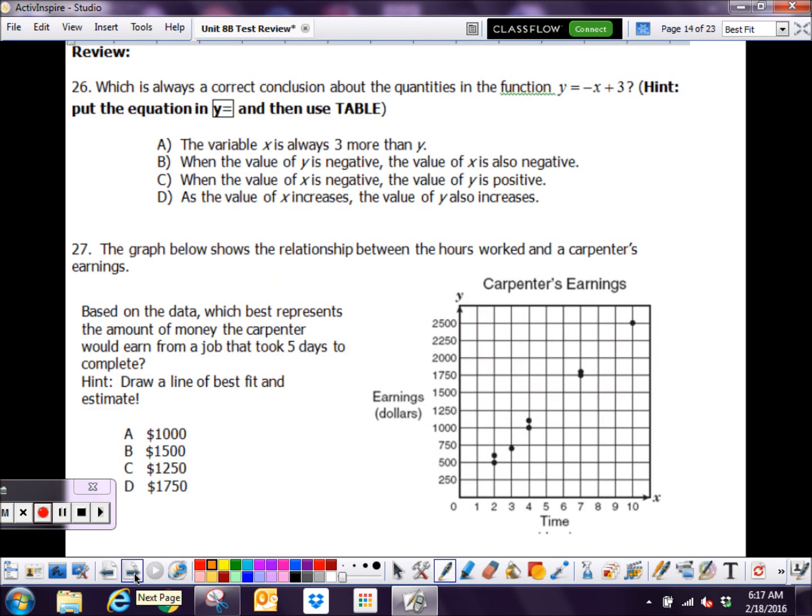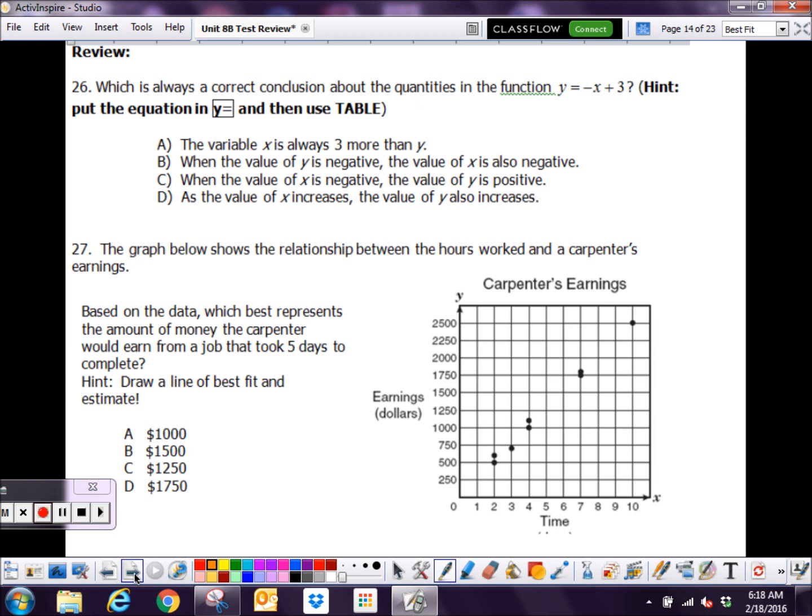26. Which is always a correct conclusion about the quantities in this function? y equals negative x plus 3, and it says hint, put the equation y equals and use the table. Definitely do that because this is really hard to see from the graph. It's a lot easier to see in the table. Okay, and I don't have my calculator pulled up here, but you would type this in your y equals, pull up your table, and see which one of these answers is true.